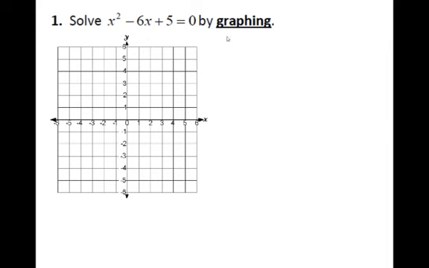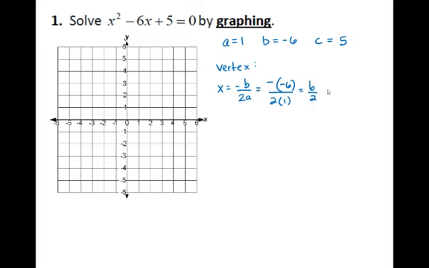So a equals 1, b equals negative 6, and c equals 5. To find the vertex, we're going to use x equals negative b over 2a. So substitute negative 6 over 2 times 1. 6 divided by 2 is 3. The x value of the vertex is 3.